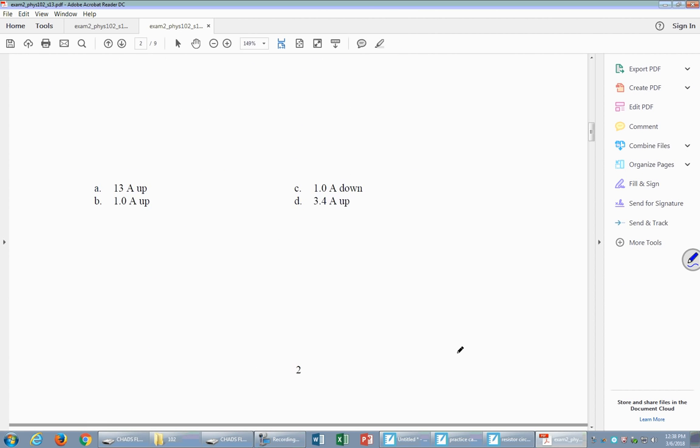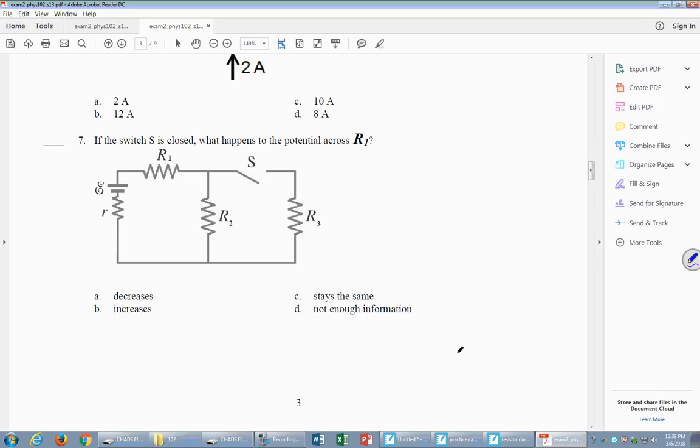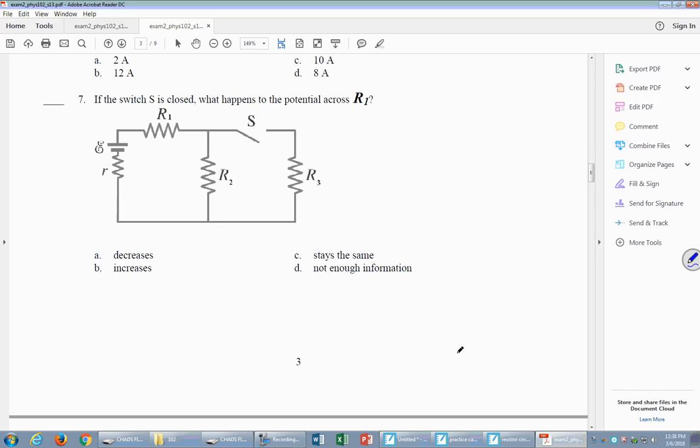No multi-loop circuits at all, no household circuits, no junction rule. What happens to the potential across R1 for this one? If I close that switch S, go up, down, stay the same? Goes up, right? So, is that what you said? So if I close this switch, this equivalent goes down. That means the voltage across this part also goes down. And so that means this voltage has to go up, because the sum of the voltages has to equal the voltage of the battery.